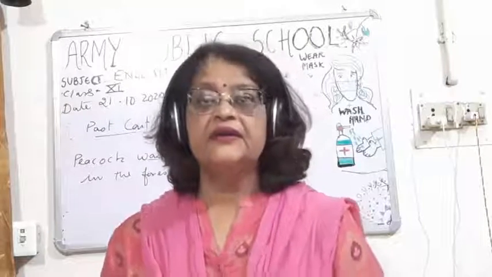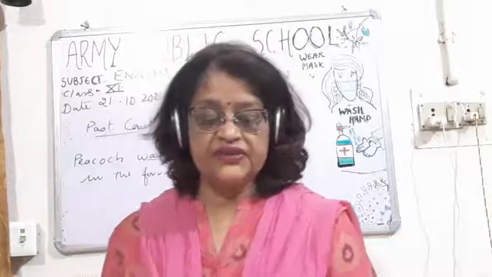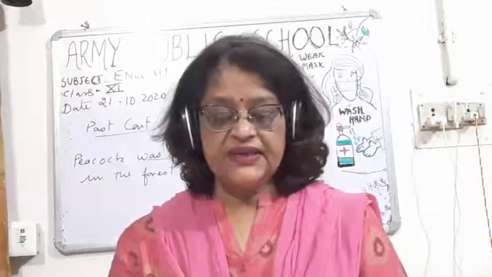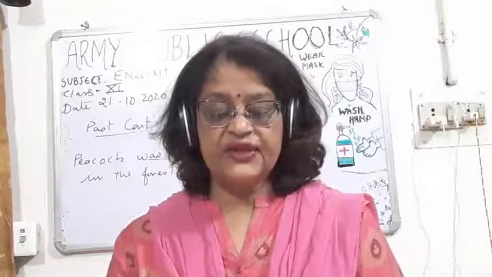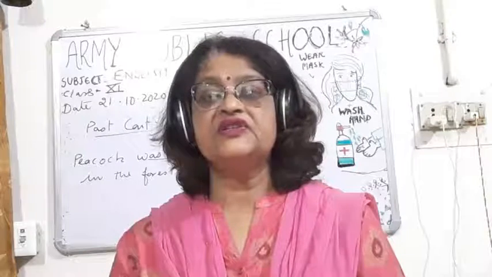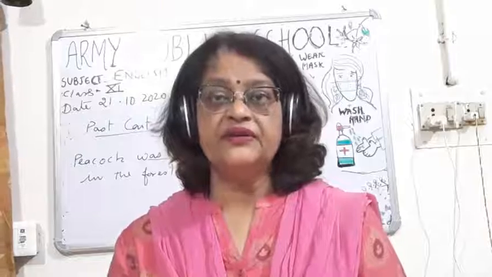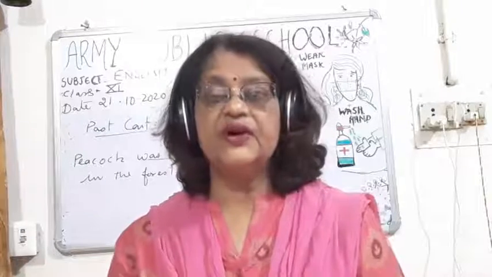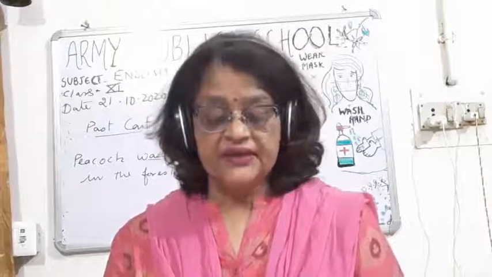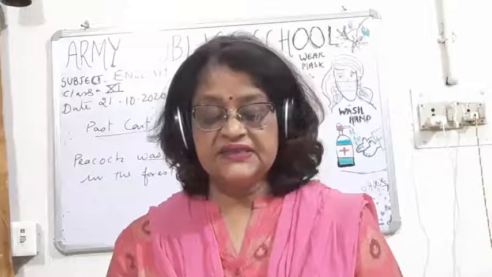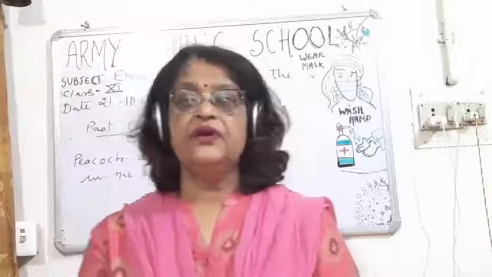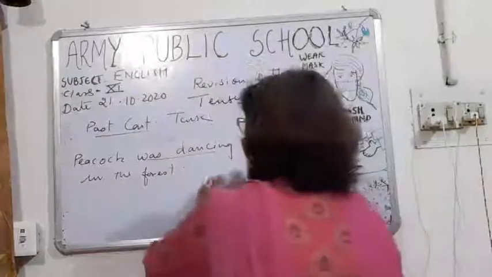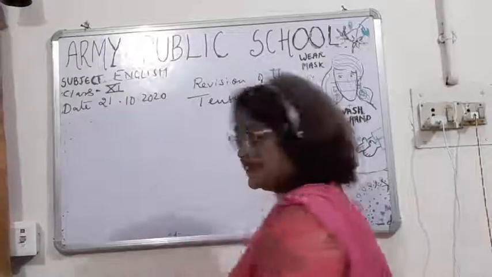So children, what are the uses of past continuous tense? We mention an action which is going on in the past, and we mention two actions which are taking place simultaneously. That means two works are happening together, like in this example, when John was reading the book, Jancy, his sister, was writing a letter. Now I will be telling you about the sentence structure of past continuous tense.